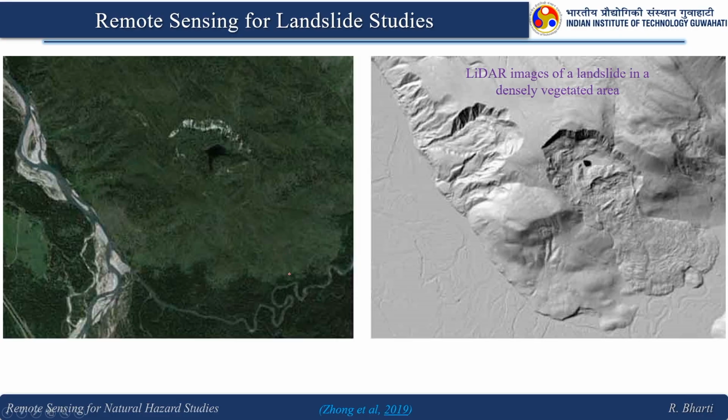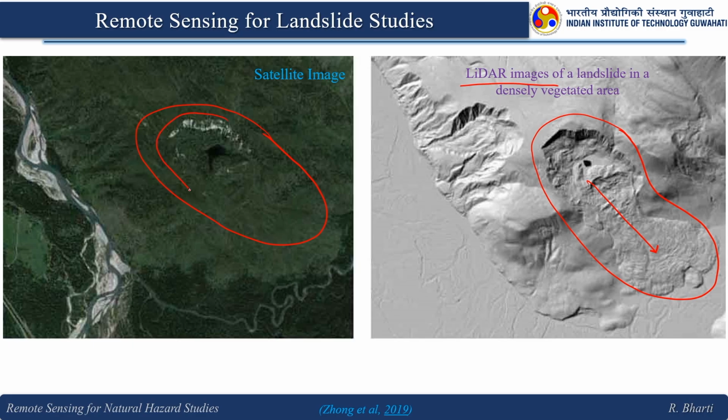Here you can see these two images, and both are for the same area. This is the optical remote sensing image. Here we can identify that there is some deformation, but when we look at this LiDAR imagery, it is very evident that these areas are under deformation. This is a particular landslide. Here it is very hard to identify the boundary, but here you can easily demarcate the boundary.